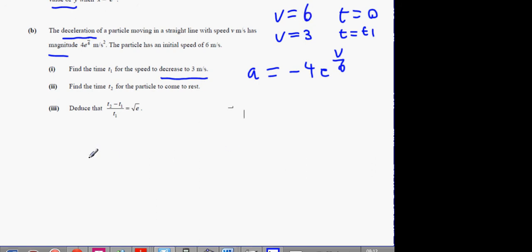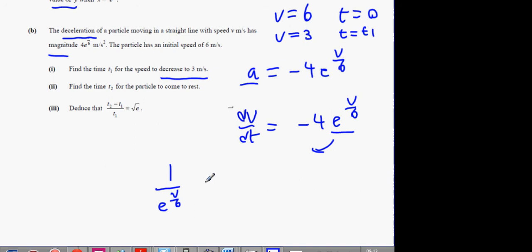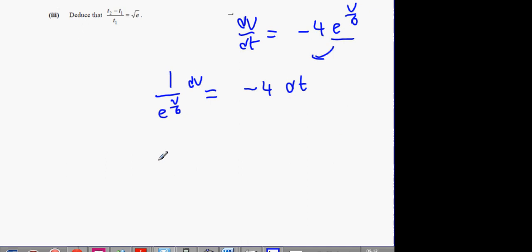Then we're going to do our usual: dv/dt is a, and that equals minus 4e to the v over 6. We're then going to cross multiply. Now, that e to the v over 6 is going to have to come down together. So it's going to be 1 over e to the v over 6 dv equals minus 4 dt. We bring that up as a negative power, so that's how we get around that problem.